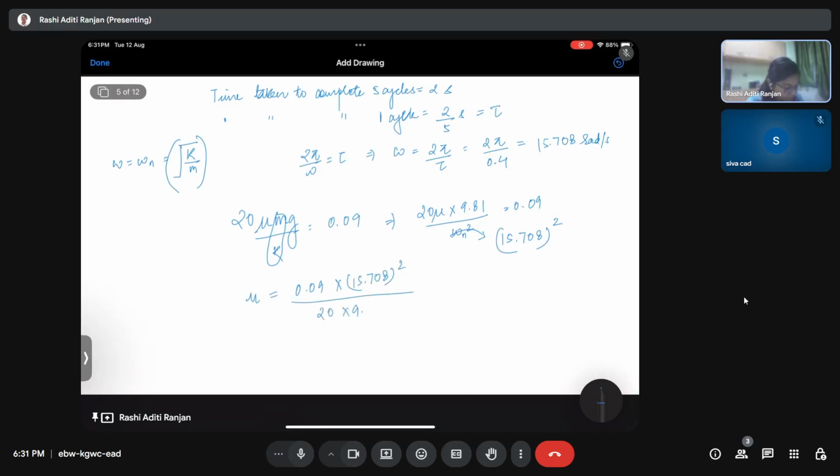So now if I put up all the values for mu, I get 20 into 9.81. So after doing all the calculation, you can get the final value. I've written the final value. It turns out to be 0.1132. So this is the value of the coefficient of friction between the surface and the mass, right? So I hope this is clear how we are doing it. It is simply the concept of Coulomb damping. Okay.